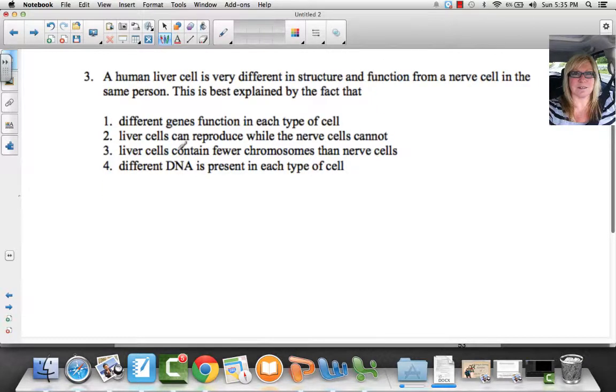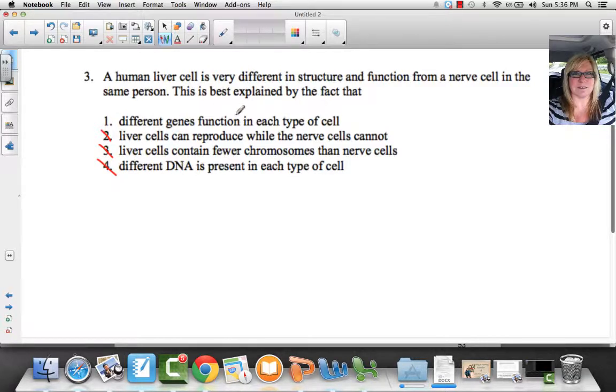And the last question. A human liver cell is very different in structure and function from a nerve cell in the same person. Why? Different genes function in each type of cell. Or liver cells can reproduce while the nerve cells cannot. We don't know that. Liver cells contain fewer chromosomes than nerve cells. No, we know that they all contain 46. Different DNA is present in each type of cell. No, we said all of them have the same DNA.